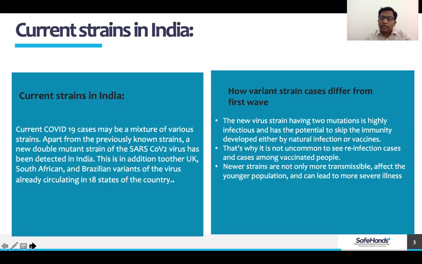How do variant strains differ from the first wave? The new virus strain has two mutations, is highly infectious, and has the potential to skip the immunity developed either by natural infection or vaccines. That's why it is not uncommon to see reinfection cases and cases among vaccinated people. Newer strains are not only more transmissible, but also affect the younger population and can lead to more severe illness.